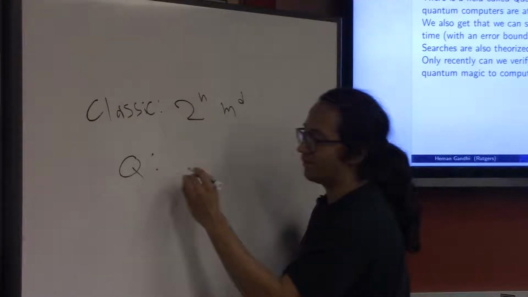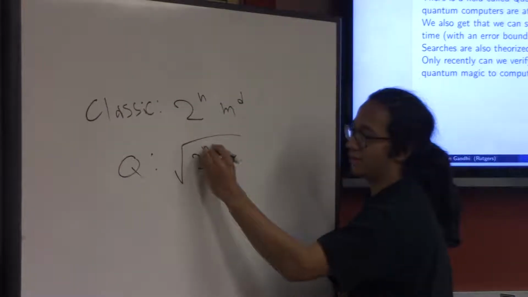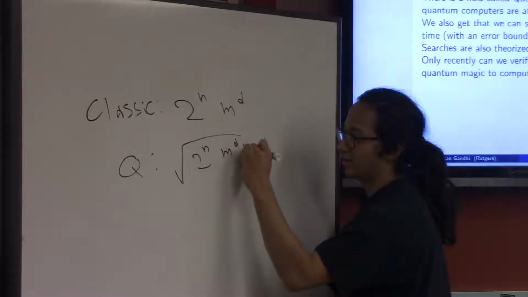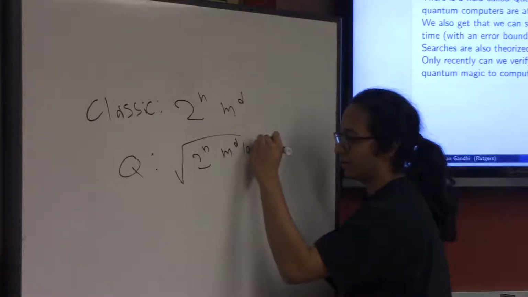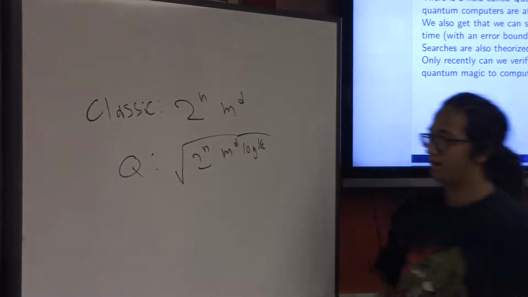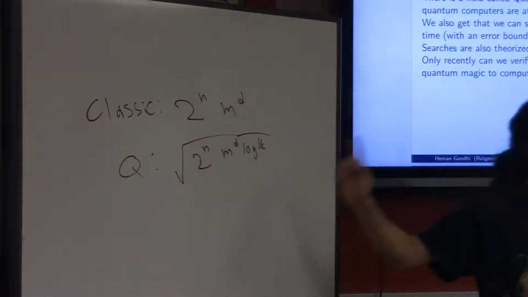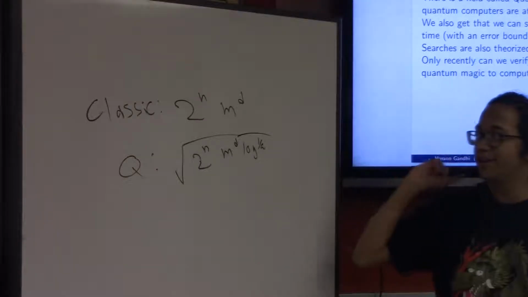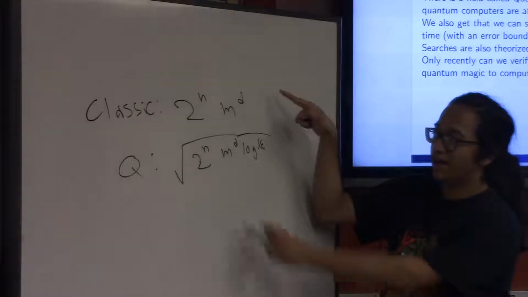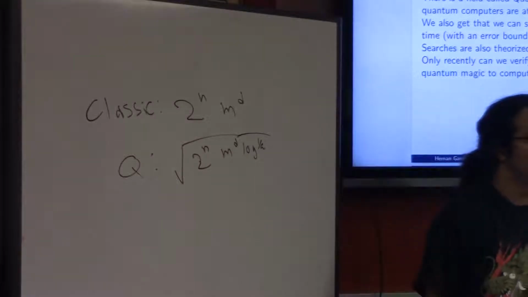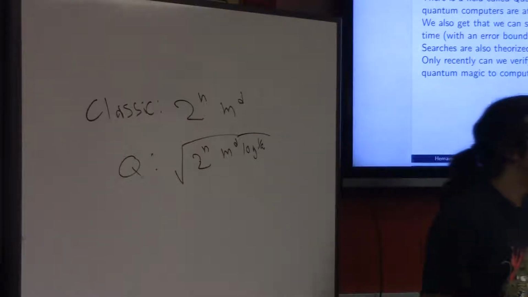And then the quantum computer does something like this, where this log term comes into account for the error in the quantum computer. But the entire point is I get to pick up a whole square root here, which makes it faster.